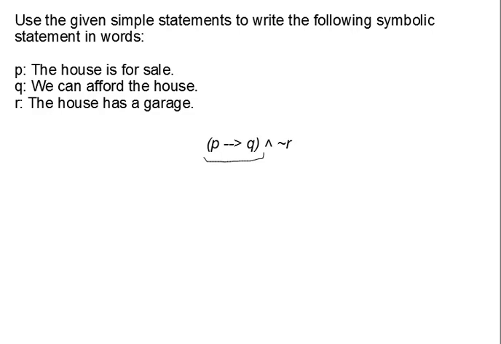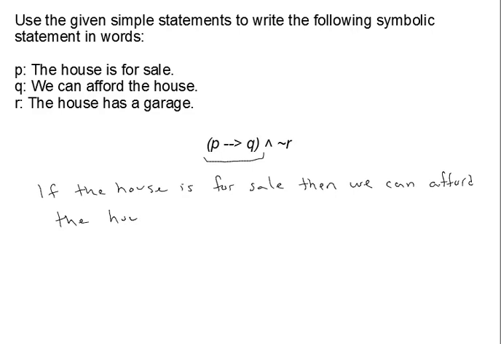So I have the P first. So I am going to write if the house is for sale, then we have statement Q, we can afford the house. Now, I need to let people know that those two statements were grouped together. That's what the parentheses tell me, so I am going to put a comma after those. That means those statements on the left are grouped. And now I see that I have my conjunction symbol, the caret, and so I can use the word and. You could also use the word but or the word however. All of those mean the conjunction.